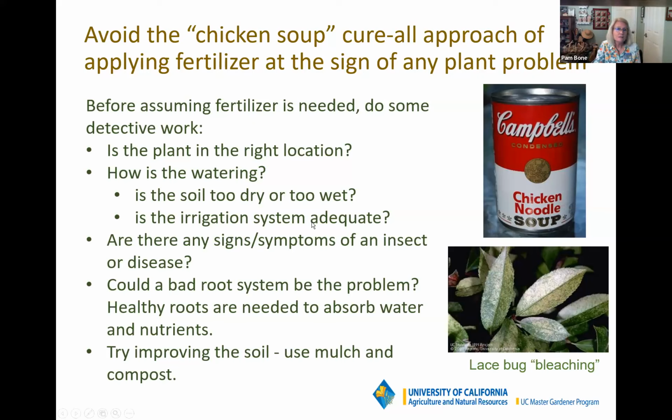Is the irrigation system adequate? Is it putting on enough water at a time? Are there any insects or diseases? You know, from a distance, you go, oh, that's all bleached out. Gee, maybe that needs some sort of fertilizer. And then you look really close and you go, oh, I think there's a critter down there. And it's a lace bug. Does it have a bad root system? We're back to those kinked, gnarled, pot-bound roots again, because you need to have healthy roots to absorb the water and the nutrients that are even in the soil. Try improving the soil. Use mulch and compost.